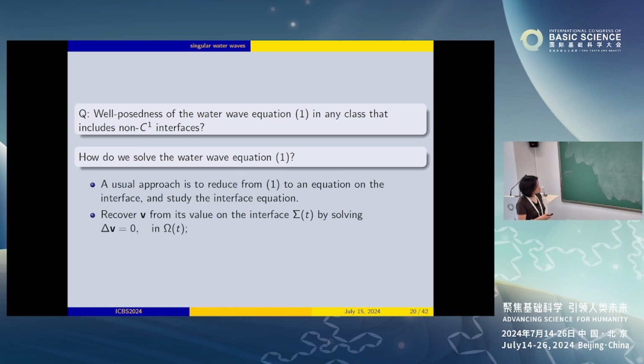Now, of course, the next question: do we have well-posedness of the water wave equation in any class that includes non-C1 interfaces? Here I have to go a little slower. How do we solve the equation? I'm also trying to explain where the Taylor sign condition comes in, and why it's so important. The usual approach: because the divergence is 0 and the curl is equal to 0, this is a potential flow, so the velocity field satisfies the Laplace equation, Laplace V equal to 0. So we only need to know the velocity field on the interface and then recover it inside the domain.